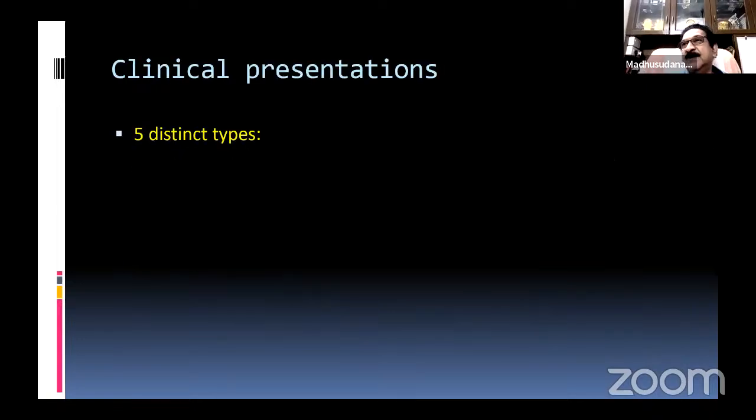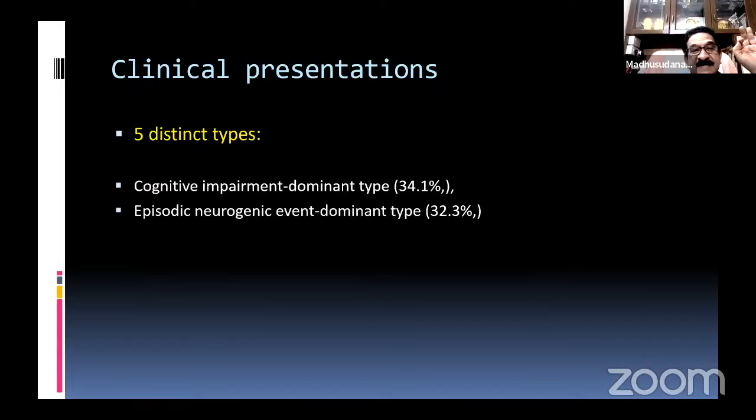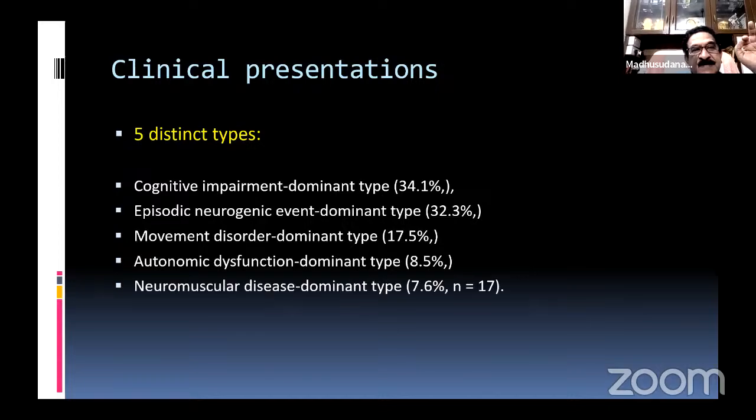But what is more important, look at the clinical picture. They have 5 distinct types. One, cognitive impairment dominant type, which is 34.1%. Second, episodic neurogenic event dominant, episodic events, just like our patient. Third is movement disorder dominant type, then autonomic dysfunction type and neuromuscular type. These are the types. Our patient's presentation was like the episodic neurogenic event type. What the events were, I will tell later on.